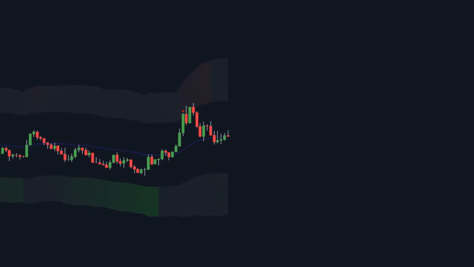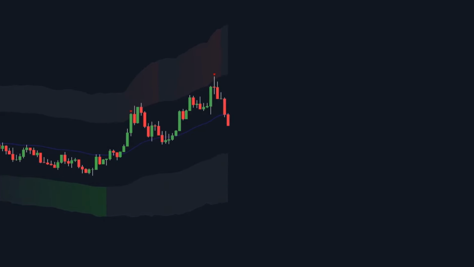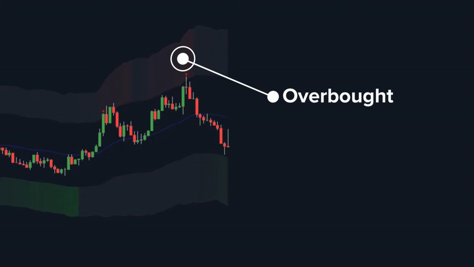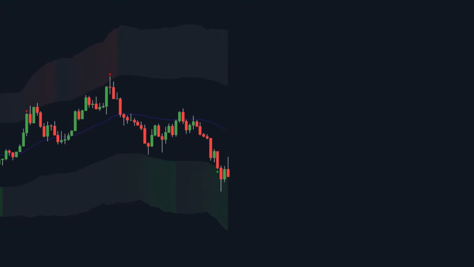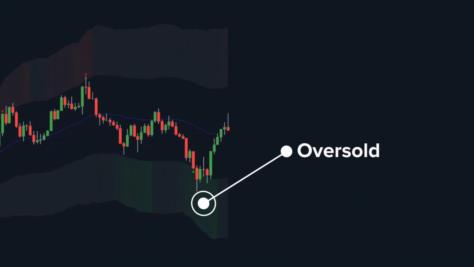The upper cloud acts as dynamic price resistance and can turn red to reflect how overbought the market is. The lower cloud serves as dynamic support. When it turns green, the market is oversold.